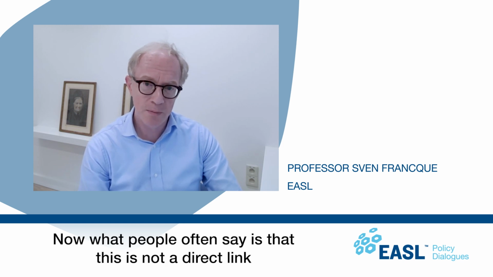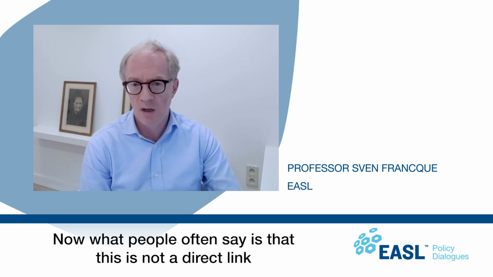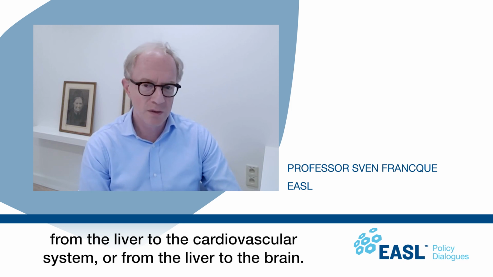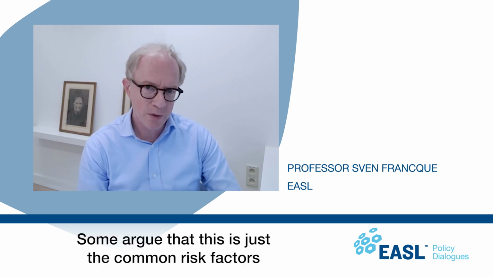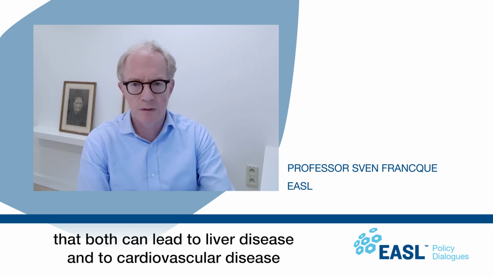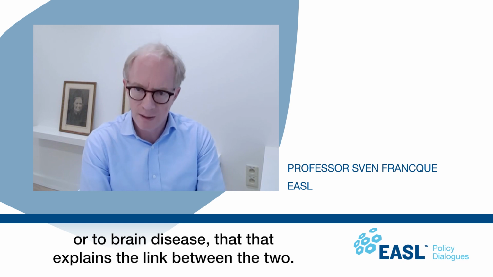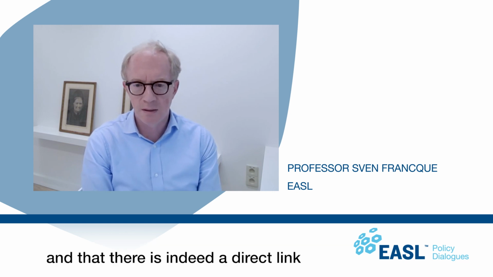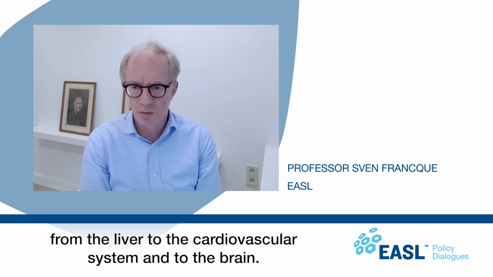Now, what people often say is that this is not a direct link from the liver to the cardiovascular system or from the liver to the brain. Some argue that it's just the common risk factors that can lead both to liver disease and to cardiovascular disease or brain disease, that explains the link between the two. Now, I think the data are now clear that this is really too simplistic and that there is indeed a direct link from the liver to the cardiovascular system and to the brain.